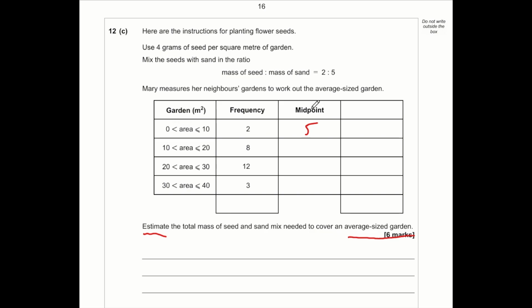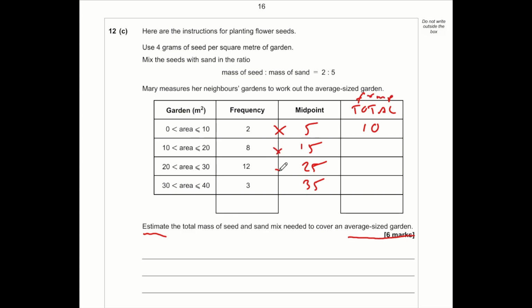So that's why we've got this column here for midpoint. So 10 to 20, the midpoint is 15, 20 to 30 is 25, and 30 to 40 is 35. So what we want here are the estimated totals. If we've got 2 gardens and we're assuming they're both 5 square metres, then the combined total would be 10 square metres, 2 times 5. With these estimated mean questions, what you need to do is work out a midpoint and multiply frequency by midpoint. So that's what I'm doing in this column here.